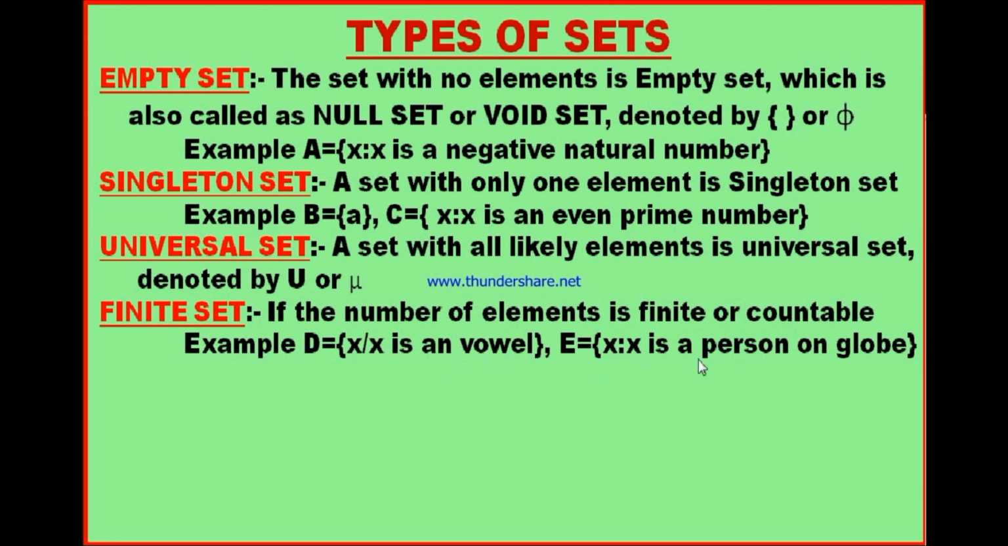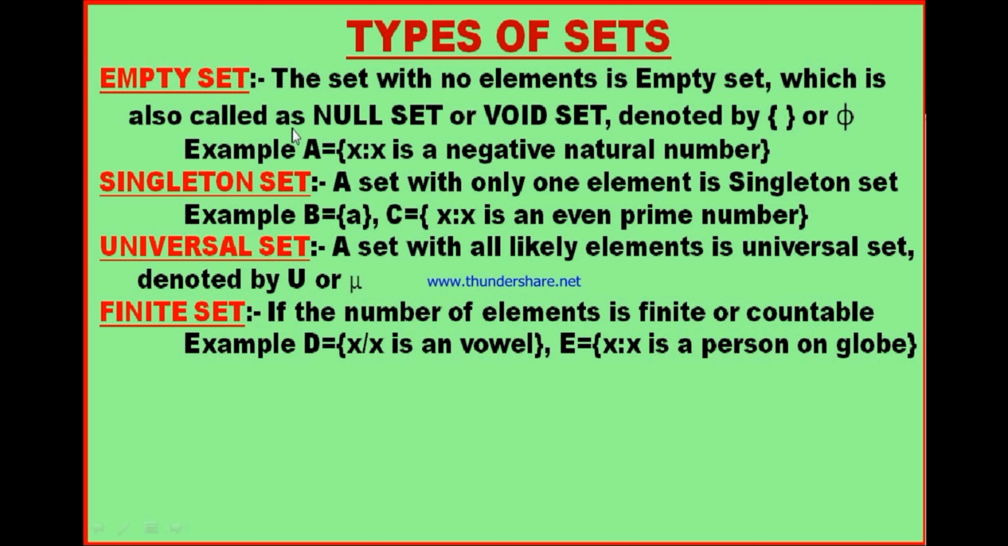Here, x is such that x is a person on the globe. You can count the population of the globe. Though it is a very big number, you can count the number of persons on the globe. Therefore again it is a finite set. If it is countable, it is a finite set. And at the same time, an empty set is also a finite set, because you can count how many elements are there in an empty set. In an empty set, the number of elements is 0. It is countable.